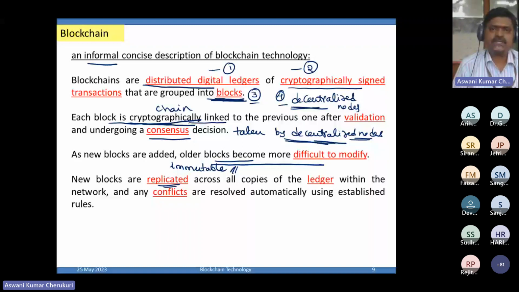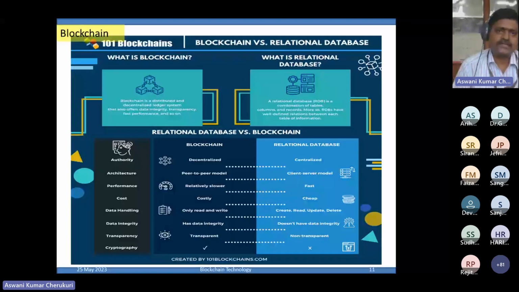Now the question is, sir, after all, we are going to maintain the transactions. Why not deal with a database? I have a database that can store my transactions. I have an RDBMS in which I can keep the transactions. Why do I have to go for a blockchain? Now, this particular image gives you a clear understanding of the difference between the blockchain and the database. Typically, databases are centralized in nature, whereas blockchain is decentralized.